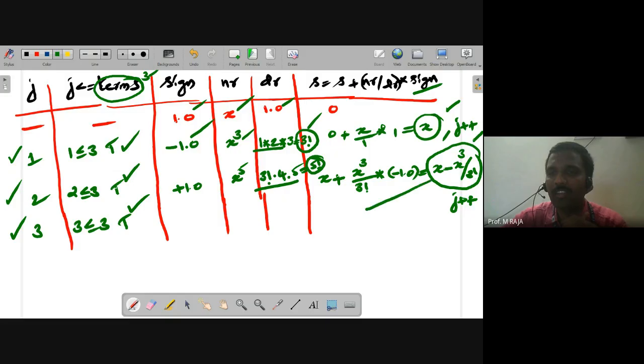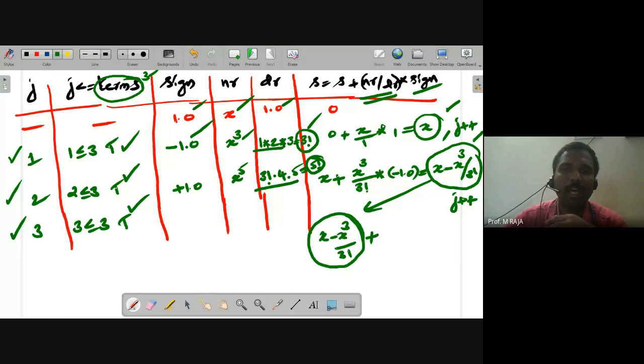I write the current s as it is, x minus x power 3 by 3 factorial. Current s plus numerator by denominator. Current numerator is this one, x power 5. Current denominator is this one, 5 factorial. This is multiplied by the current sign, right?